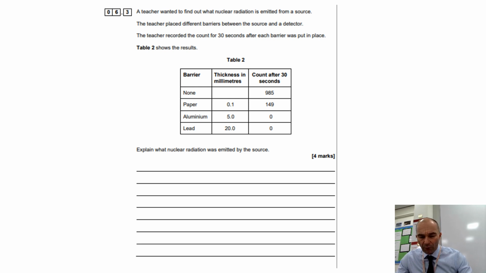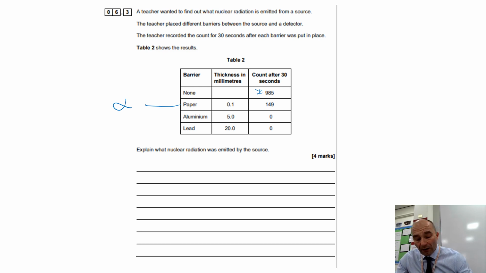So we start off with no barrier. We have a high count of radiation. Now we stick a piece of paper in front of our source and we reduce the count rate significantly. Now you've got to remember that paper is very good at stopping alpha particles. So this is suggesting that our count rate has dropped because there's alpha particles there that are no longer getting through the paper. However, there is still some radiation there.